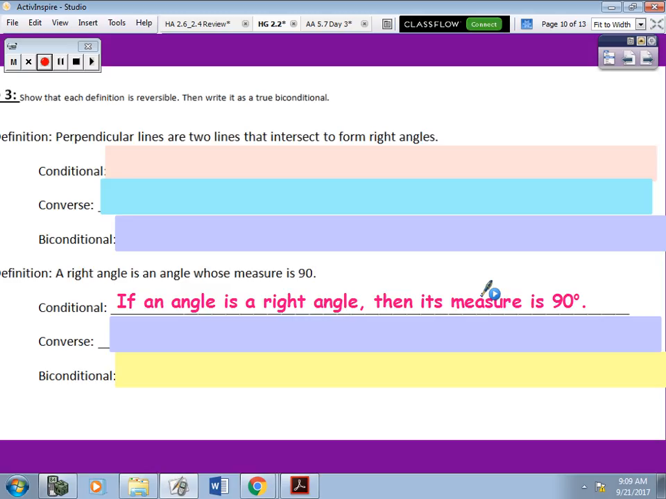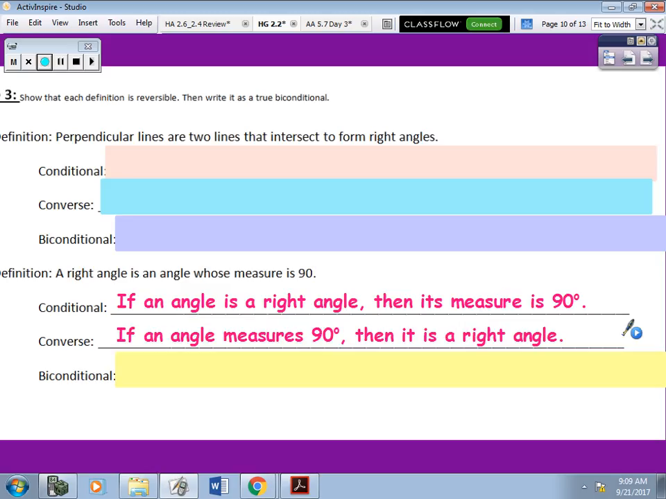Then our converse, we'll flip it around. Like Maddie said, if an angle measures 90 degrees, then it is a right angle. We can verify that both of these are true, right? And then who could write this as a biconditional for us? A biconditional. Marquise?